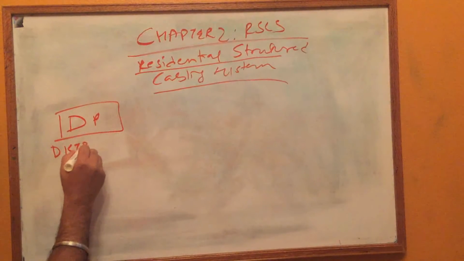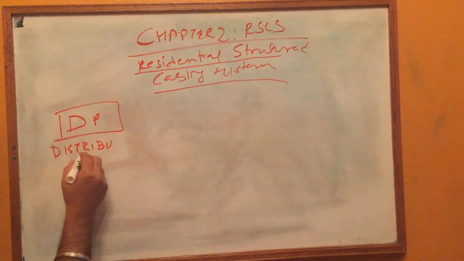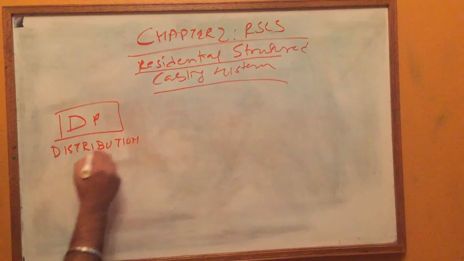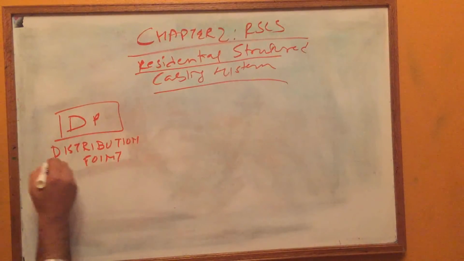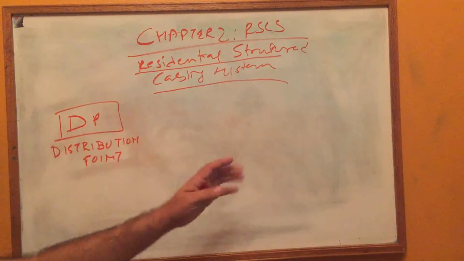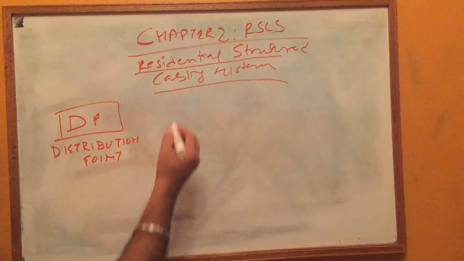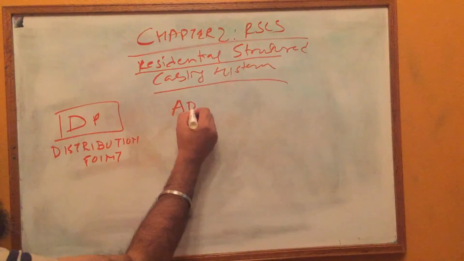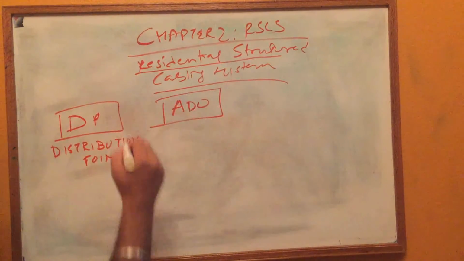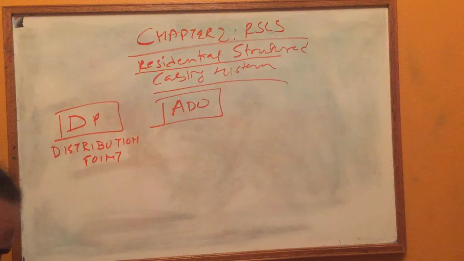It's called distribution point. Very, very important. I think you guys need to pay extra attention from now onwards, because it is getting into more and more details of the real work in the field. There's another term called ADO. What does ADO stand for? It's called auxiliary device.